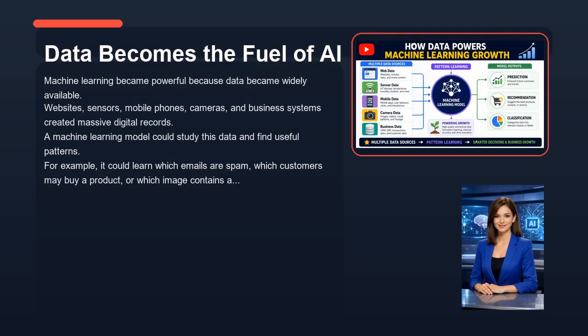Now let's look at how data becomes the fuel of AI. Machine learning became powerful because data became widely available. Websites, sensors, mobile phones, cameras, and business systems created massive digital records. A machine learning model could study this data and find useful patterns.